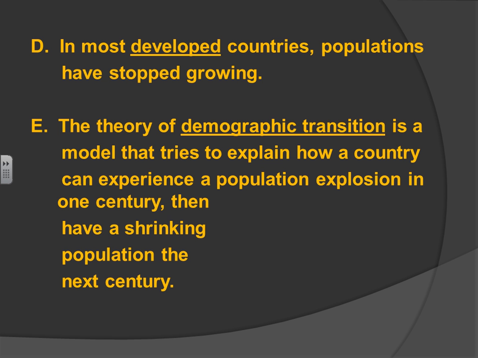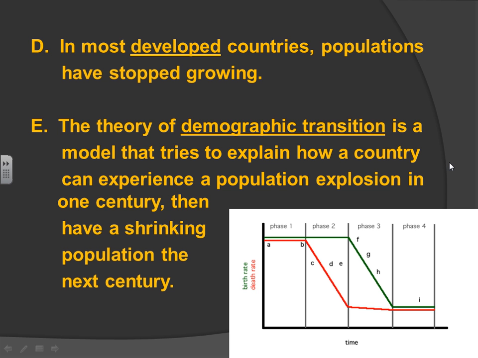E, the theory of demographic transition is a model that tries to explain how a country can experience a population explosion in one century, then have a shrinking population the next century. So this diagram helps to explain it, and we're going to be talking about different pieces of this diagram as we go. There's generally considered to be 4 different phases, where you start with the first phase with high birth rates and death rates, and by the time you get to the last phase, you have lower birth rates and death rates. And then you have the stuff going on in between. So we're going to talk about each of those 4 phases and what actually happens.